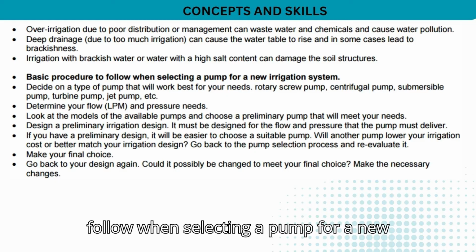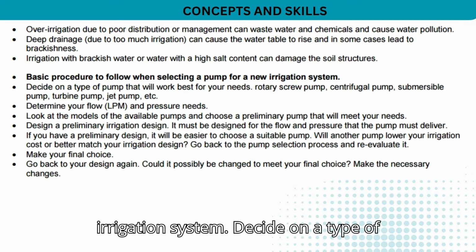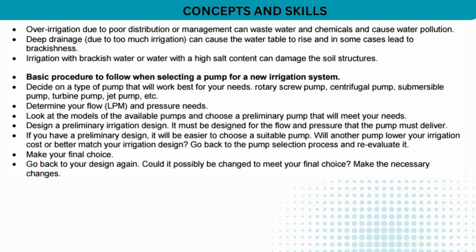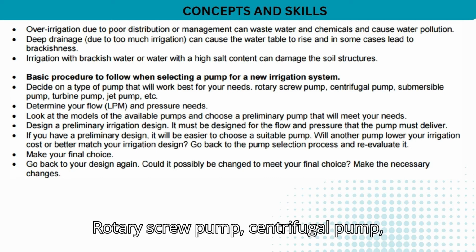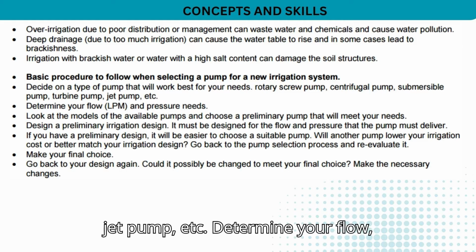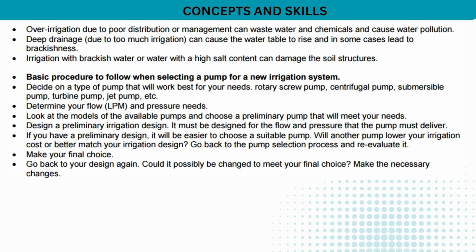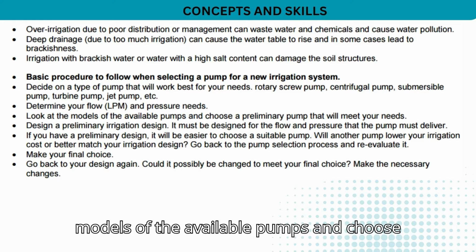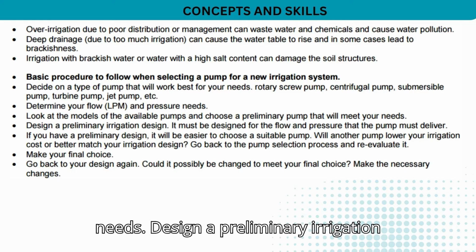Basic procedure to follow when selecting a pump for a new irrigation system. Decide on a type of pump that will work best for your needs: rotary screw pump, centrifugal pump, submersible pump, turbine pump, jet pump, etc. Determine your flow, LPM and pressure needs. Look at the models of the available pumps and choose a preliminary pump that will meet your needs.